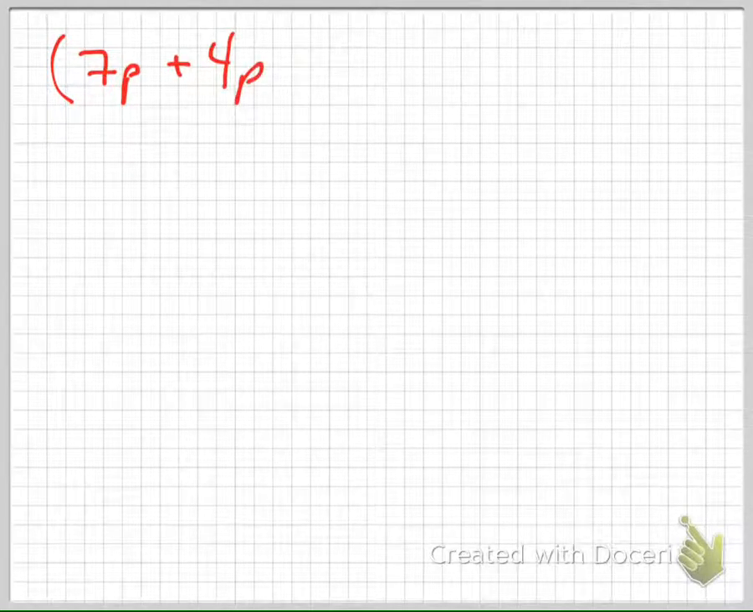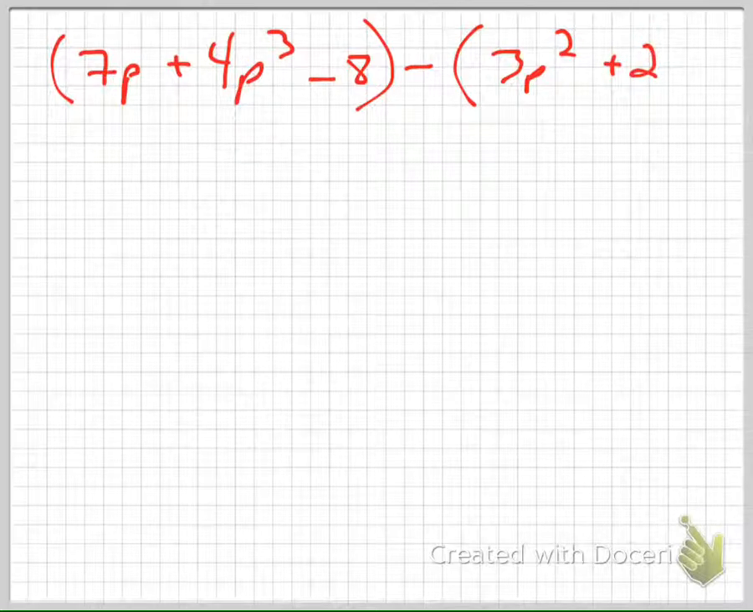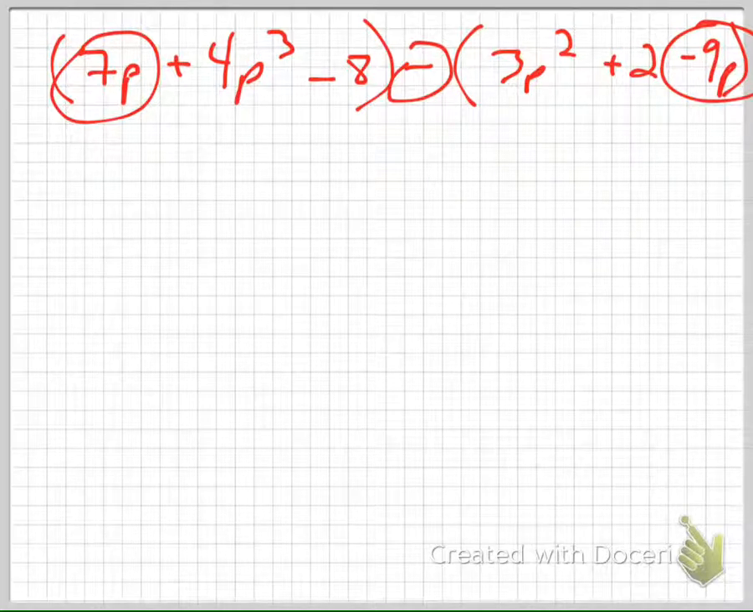Here's the tricky part. Sometimes they go like this. 7p plus 4p to the third minus 8 minus 3p squared plus 2 minus 9p. Now, horizontal. Horizontal means this, right? 7p minus a negative 9p. Minus a negative means add. 7p plus 9p is 16p.